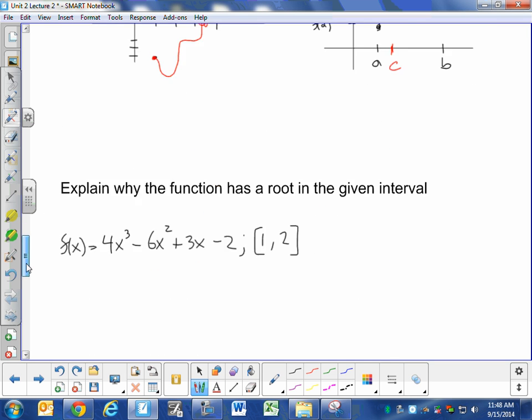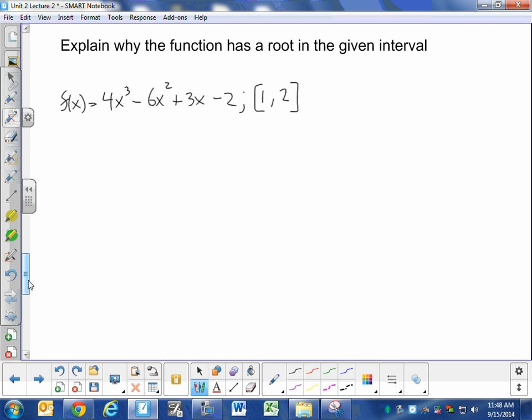Well, this is what we're going to do with this. You might be asked, explain why this function has a root in the given interval. A root means a 0, or when f of x is equal to 0. So explain why 4x cubed minus 6x squared plus 3x minus 2 has a solution when that thing is set equal to 0 between 1 and 2. First thing I need to make sure of is that the function is continuous. That's important. If the function is not continuous everywhere, or at least in that interval, then this theorem does not apply.